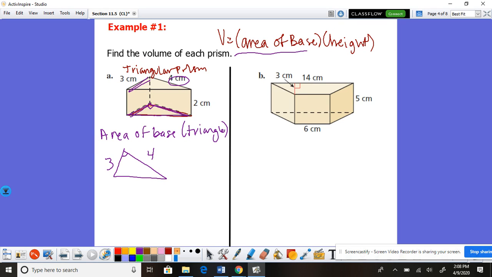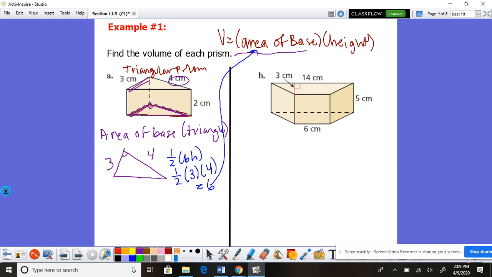We know that the area of a triangle is 1/2 times the base times the height. So this is just going to be 1/2 times 3 times 4, which is 6. Okay, that's just the area of the base. So we can plug this 6 in for this.